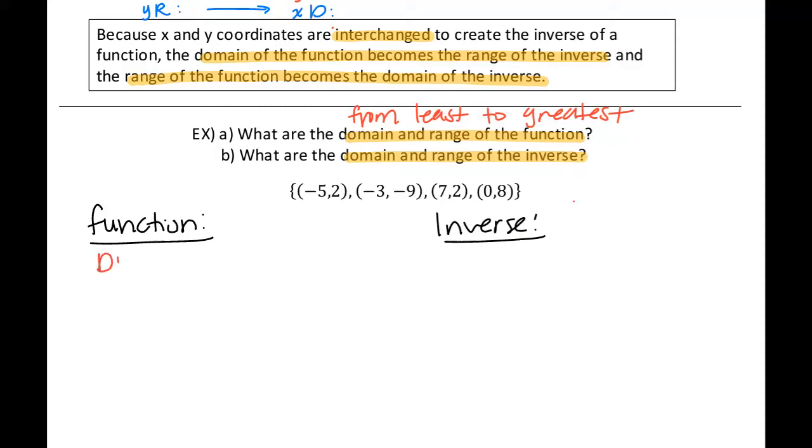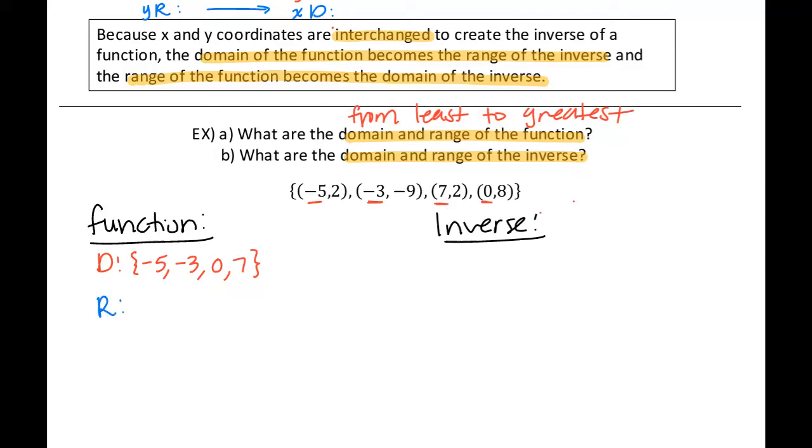So for the domain, that's the x values in my function. So I have negative 5, negative 3, 7, and 0. I'm only looking at the x's, but I have to put them in order from least to greatest, okay? So the smallest x is negative 5. Then my next smallest is negative 3. Then I have 0, then 7 at the end, okay? Notice I don't have any more parentheses because it's not a coordinate pair anymore. Now I'm talking about the domain, okay?